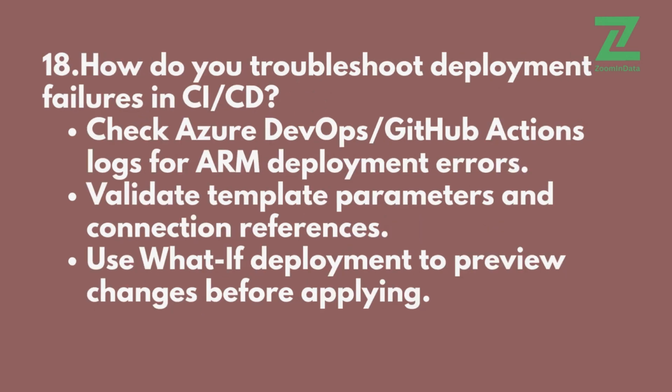How do you troubleshoot deployment failures in CI/CD? Check Azure DevOps and GitHub Actions logs for ARM deployment errors. Validate template parameters and connection references. Use what-if deployment to preview changes before applying.